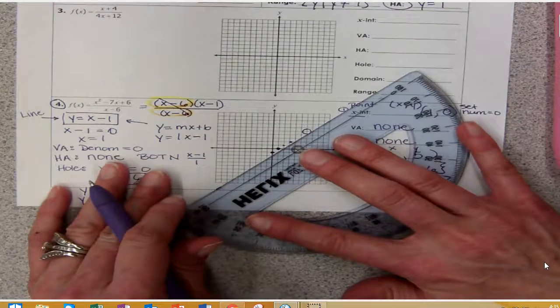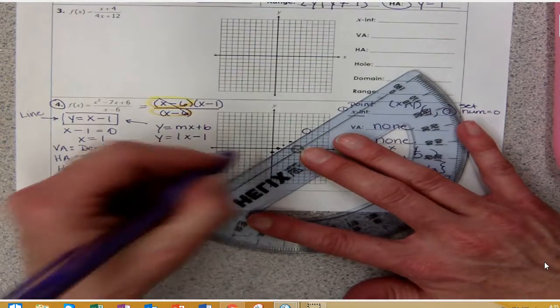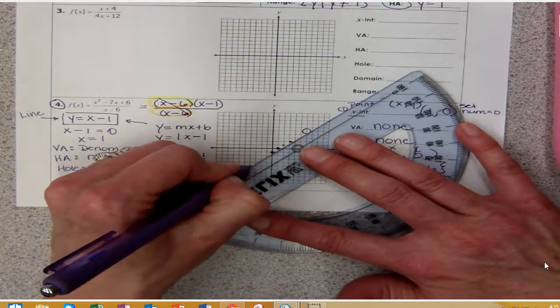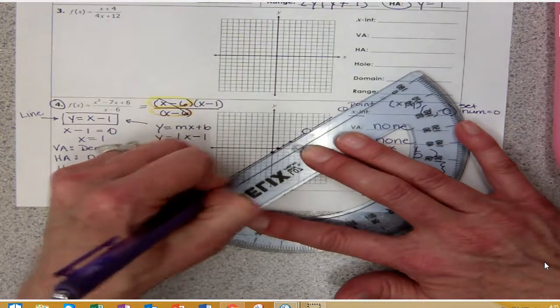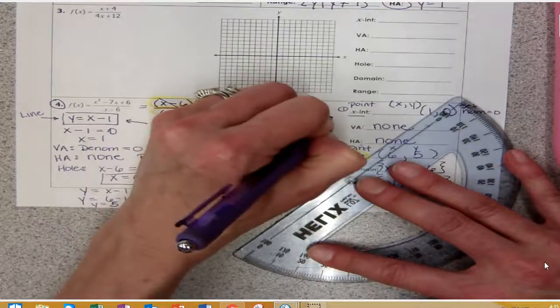I just want to make sure that that hole is not included. So there you go. And there is your graph of that.